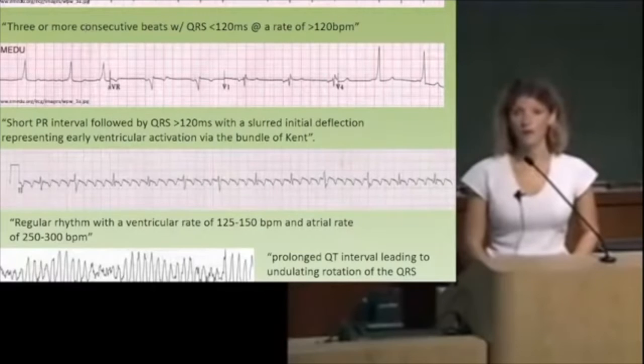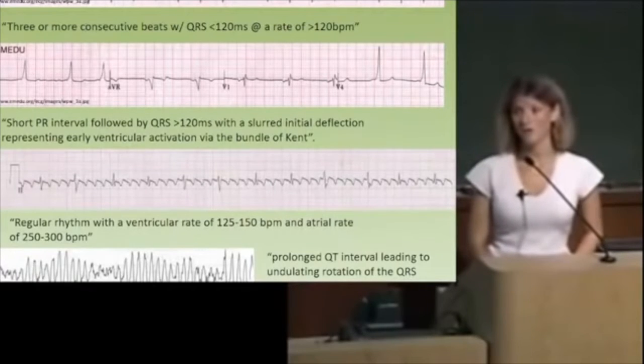Because remember, anytime we slow conduction through the AV node, that's just allowing more of a signal to go through that squirrely bundle of Kent and screwing it up even worse. So they might give you the picture.